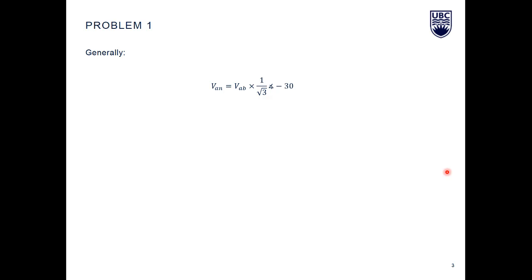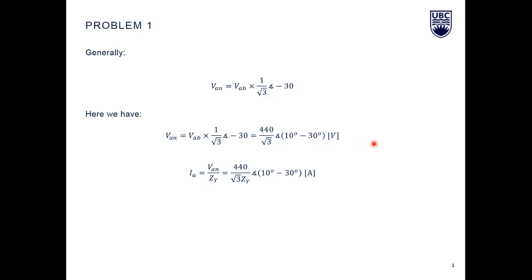Generally we know that the phase voltage VAN is lagging the line voltage by 30 degrees and the amplitude is divided by square root of 3. So if we want to find the phase voltage, we say the line-to-line voltage multiplied by 1 over square root 3 and lagging by 30 degrees. So here we have the same equation and the line voltage is 440. We divide it by square root 3 and the angle is lagging the line-to-line voltage by 30 degrees. So the line-to-line angle is 10 degrees for VAB and we subtract 30 so that we have VAN.